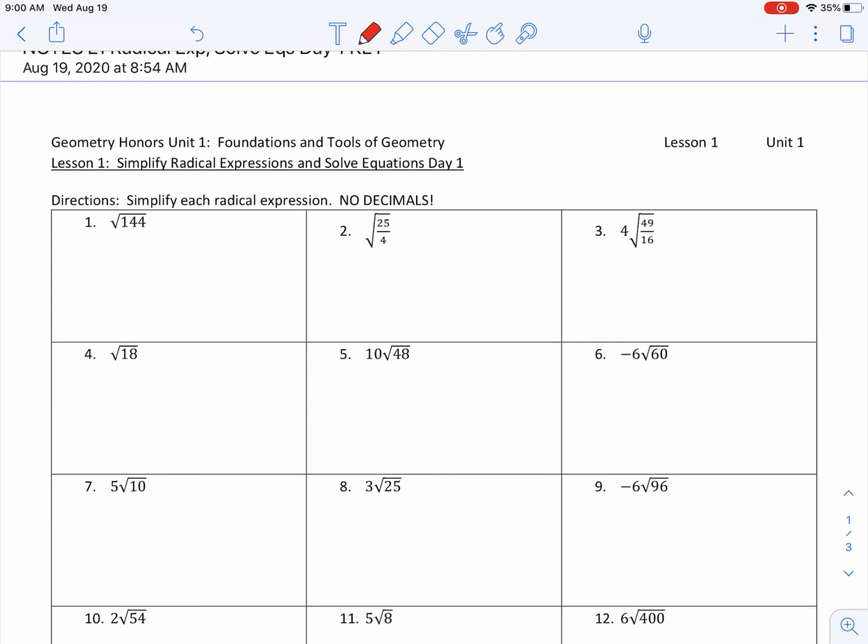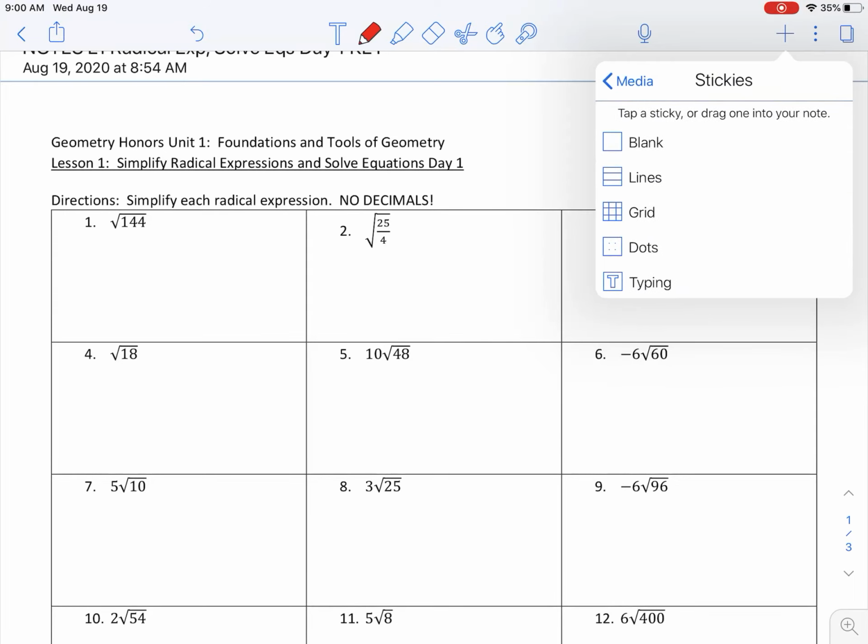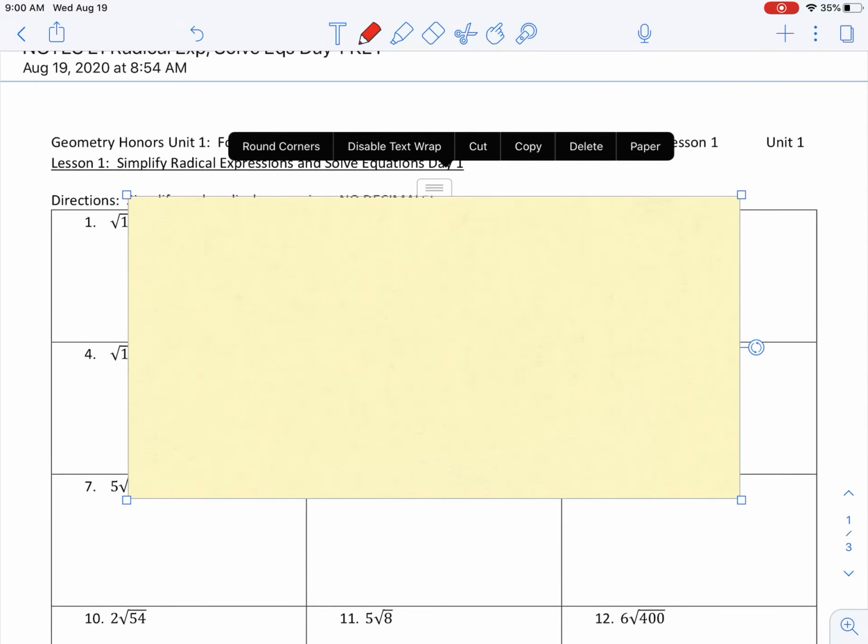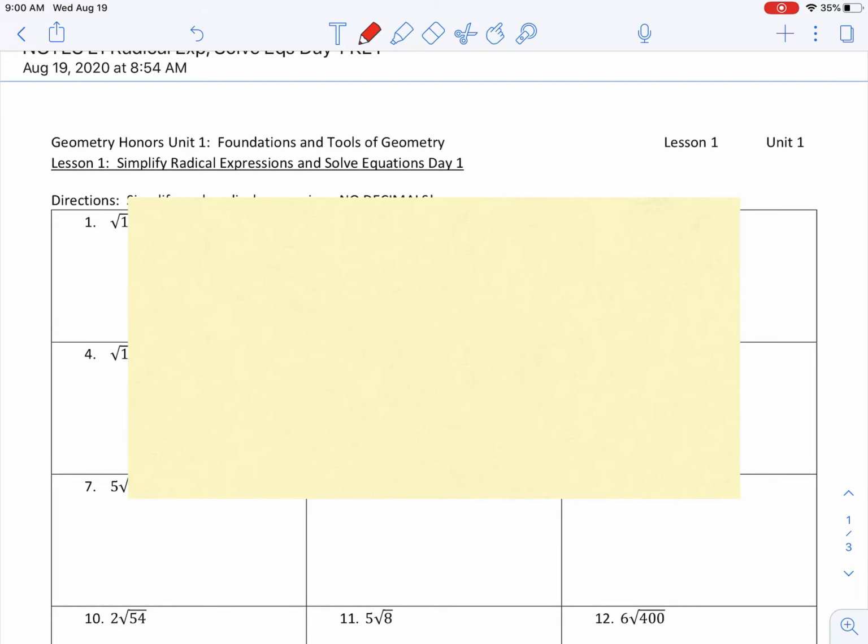Now as I work through here, I'm going to be adding in a sticky note that I'll attach to the bottom. That's going to be kind of like some of my blank paper, scratch paper for me to work off with. Okay, so first thing on this is I'm going to be asking you, what does it mean to be a perfect square?